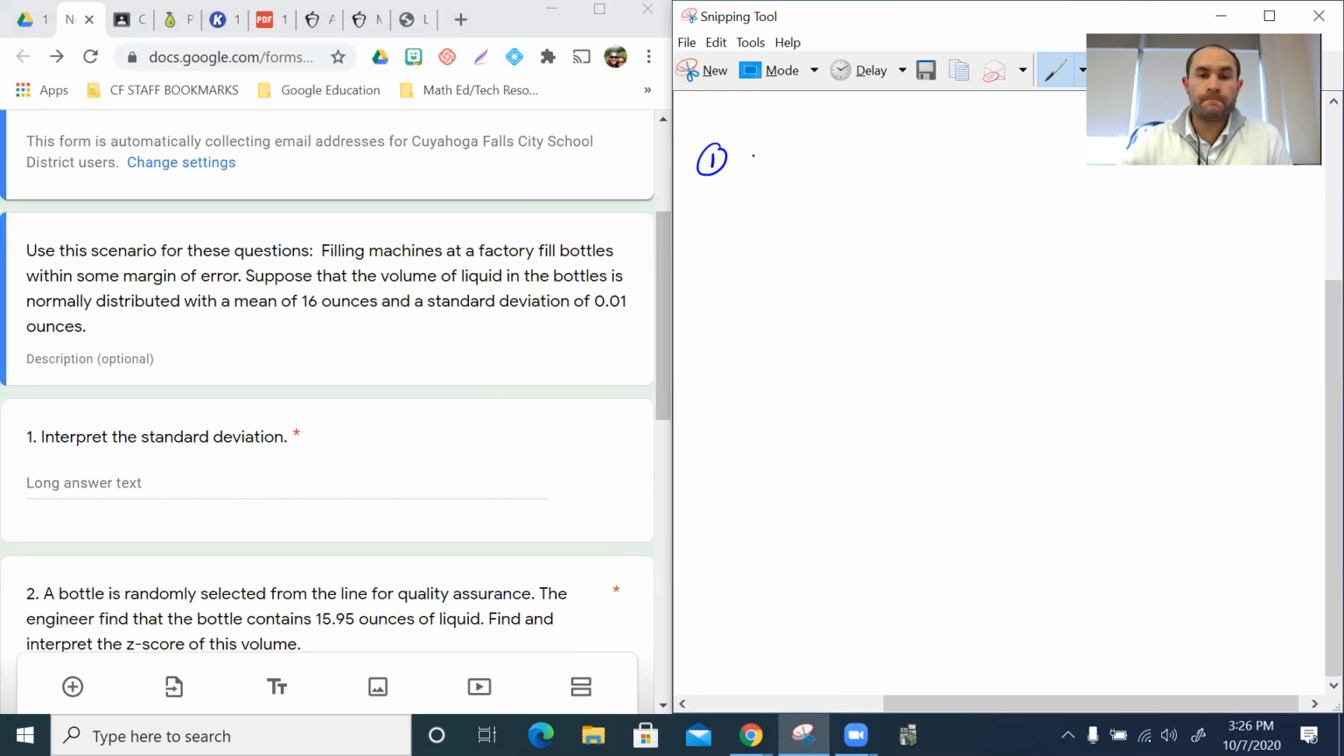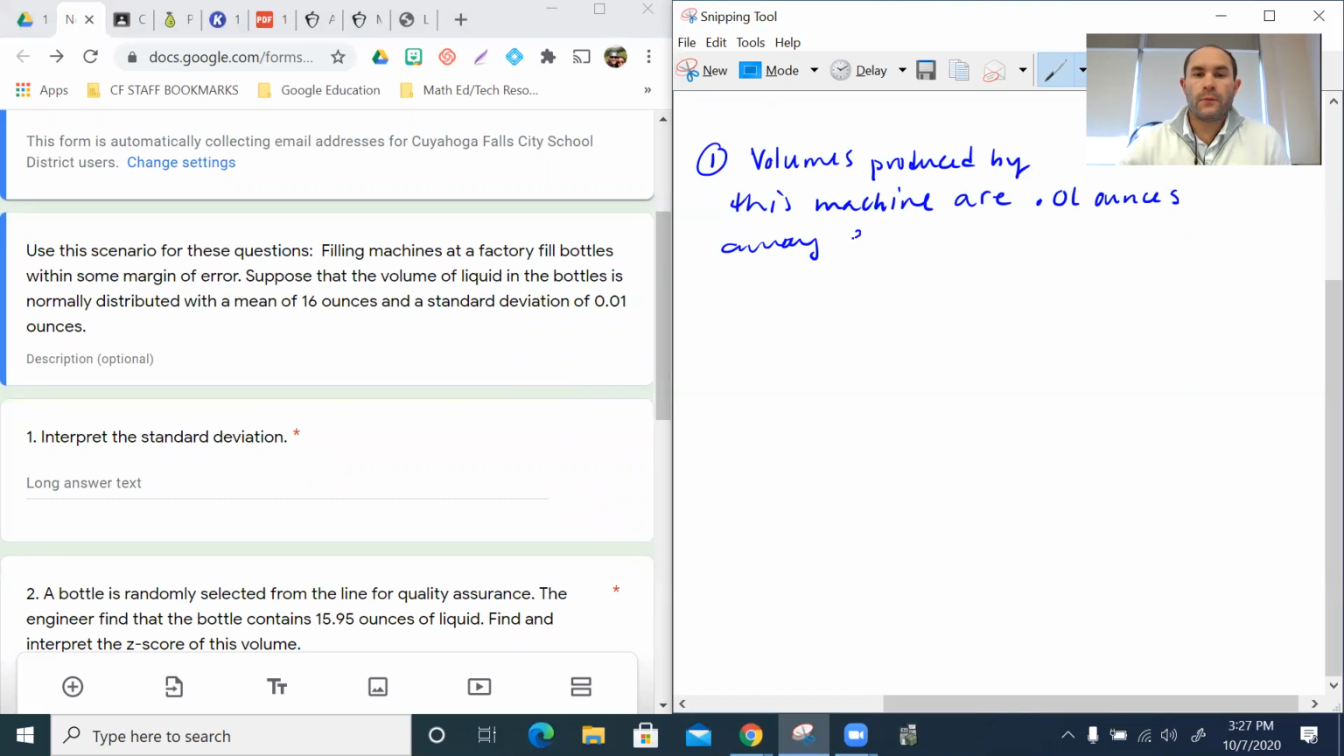So this means that the volumes produced by this machine are 0.01 ounces away from the mean of 16 ounces on average.